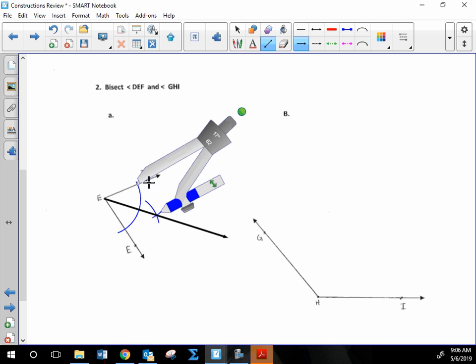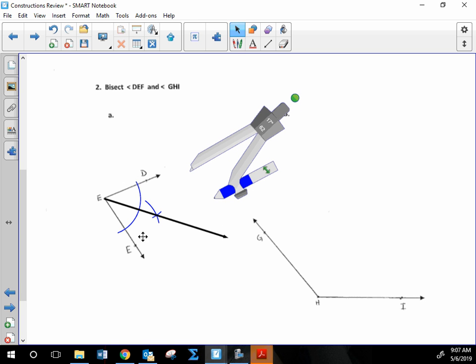So again, when I'm grading your constructions, I'm looking for that arc intersecting and then the intersection of the arcs there. Notice I did not use D and E. Those are just there for reference.